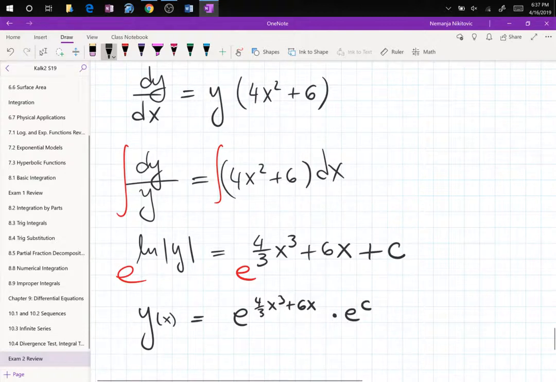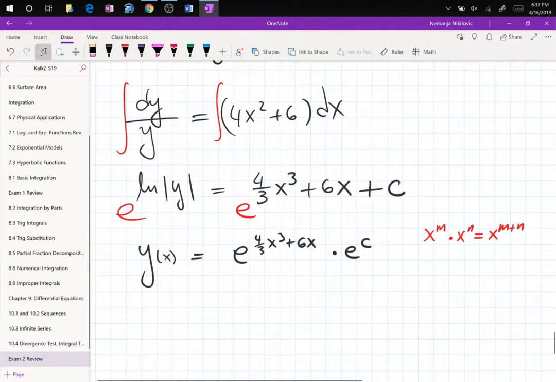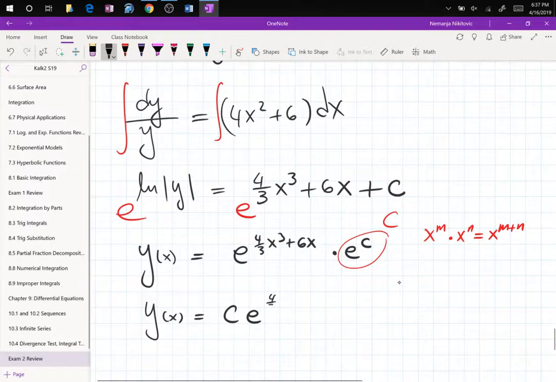So you are using the formula from algebra, which says that x to the m times x to the n is x to the m plus n. We're just using this formula backwards because this is what we have, where this n is c. So now we're just going to call this a capital C, e to the c. So y of x is equal to, put the c first, C e to the 4/3 x cubed plus 6x.